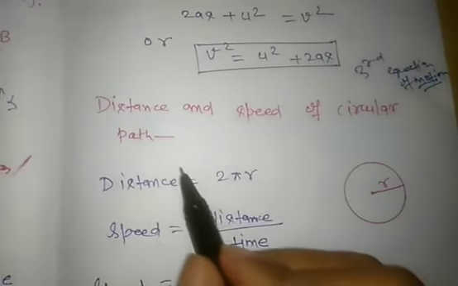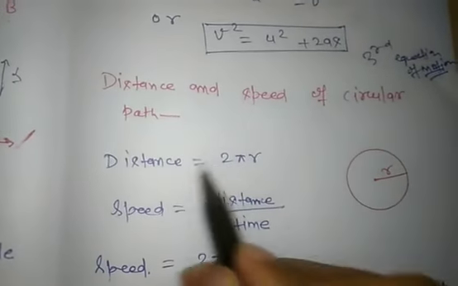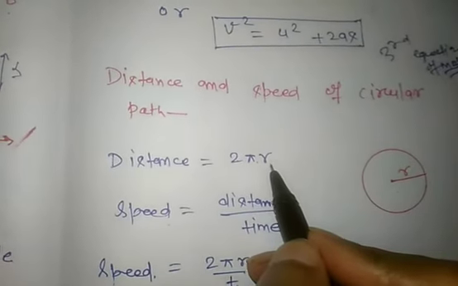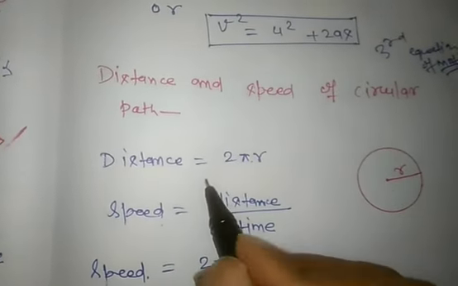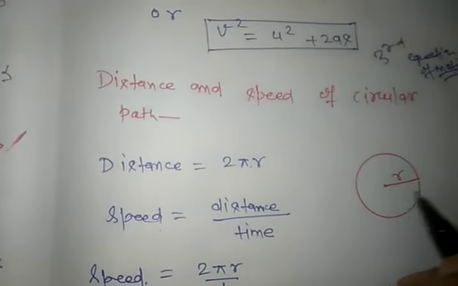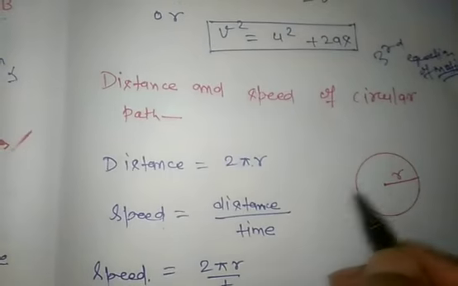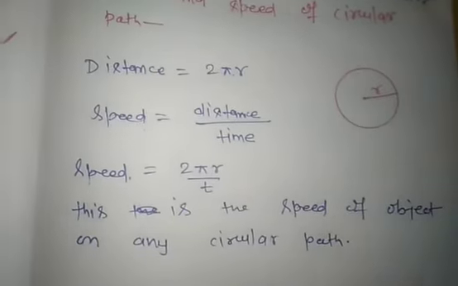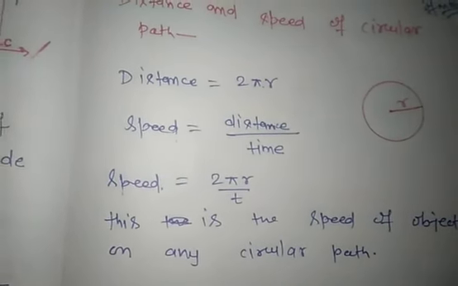Now the last topic of this chapter, distance and speed on a circular path. The distance of a circular path is equal to 2 into pi multiplied by the radius r, and the speed is equal to, we know, distance upon time. Distance of a circular path is equal to 2 pi r, and time taken by the object is equal to t. So speed, this is the speed of an object on any circular path.